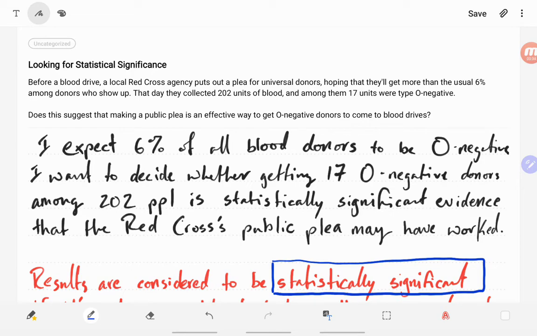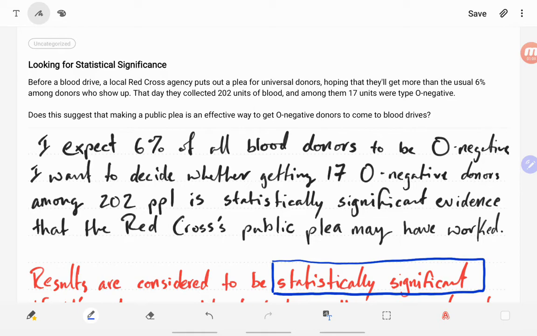So let's read through this problem. Before a blood drive, a local Red Cross agency puts out a plea for universal donors, hoping that they'll get more than the usual 6% among donors who show up. That day, they collected 202 units of blood, and among them, 17 units were type O negative, which is a universal donor. So the question is, does that data we found, 17 units out of 202, suggest that making a public plea is an effective way to get O negative donors to come to blood drives?